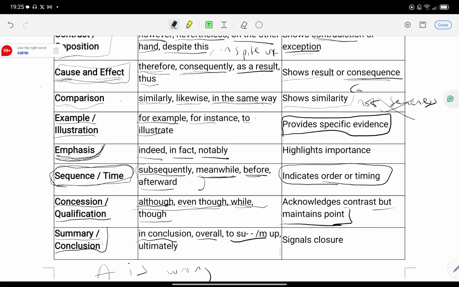Another relationship we have is examples or illustration. That is, when you're trying to give an example for something or trying to explain something. So you say, for example, you say, for instance, you say to illustrate. All of these try to provide specific evidence.